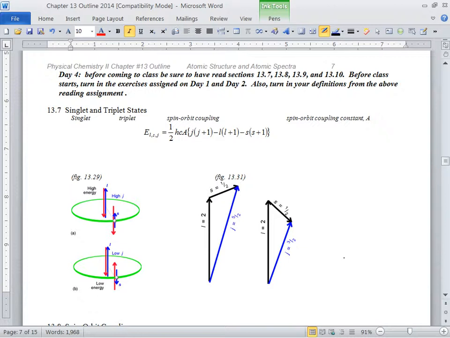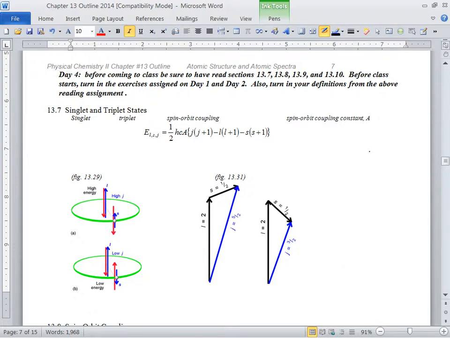So again, little l, or big L, right? If you couple the little l's, you get a big L. But whatever, you call it angular momentum quantum number. Little s, or big S if you couple them, is the spin angular momentum quantum number. J, whether it's little j for one electron or big J for many electrons.